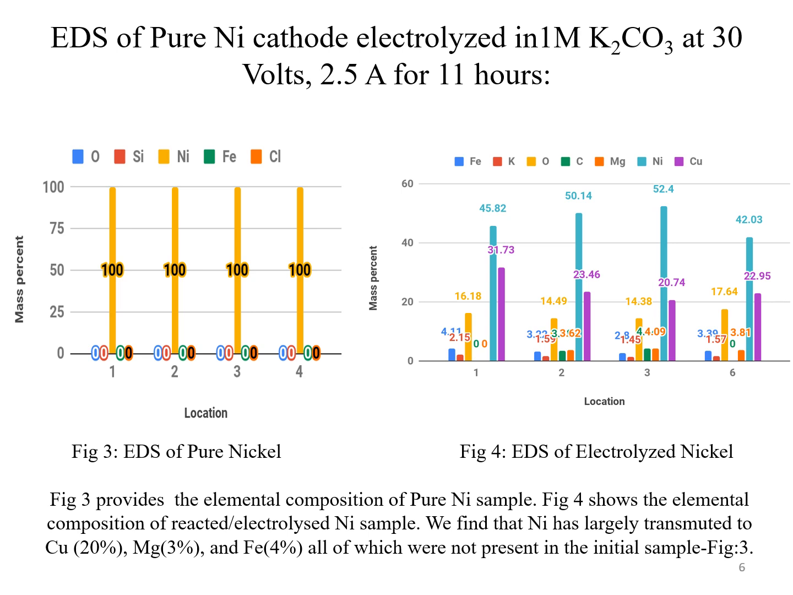So figure 4 shows the EDS of electrolyzed nickel. We can clearly see that nickel has largely transmuted to copper at 20%, magnesium generated about 3%, and iron, which is present in about 4%. Please note that all of these elements were not present in the initial sample. Hence, we can say that the nickel in the original sample has transmuted to various other elements. We will see the WDS analysis of the same sample in the next slide.